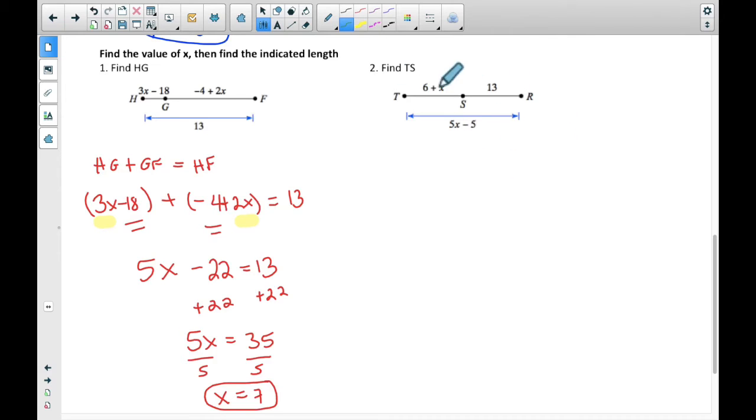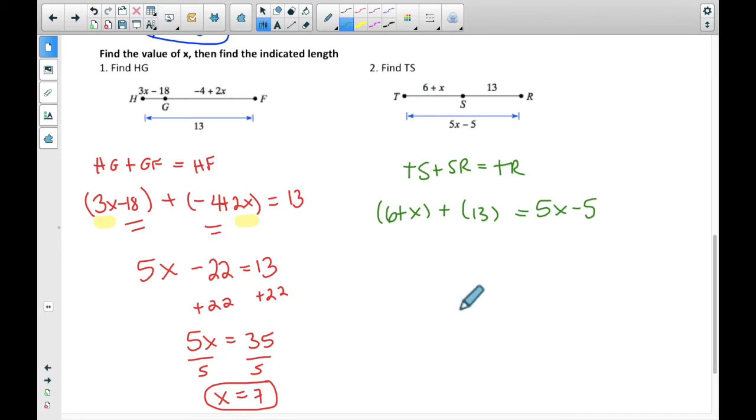Okay, another one. Similar thing. I'm going to start off with my segment measures. So I have TS and SR is equal to TR. All right, TS is 6 plus x. SR is 13, and TR is 5x minus 5.